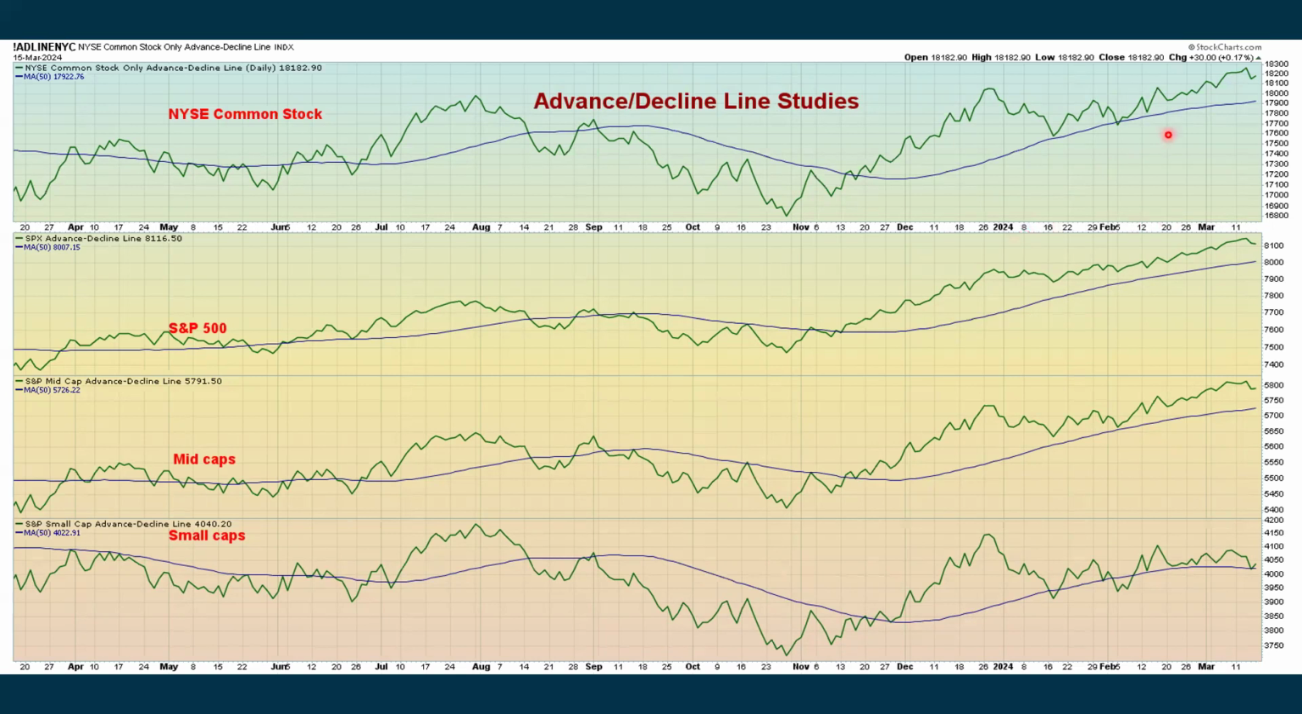We just look at NYSE common stock on top, and that actually went up on Friday. We saw a bit of a decline with the S&P. We're pretty much flat with the mid caps, and we bounced up a little bit off of the moving average when we look at the small caps.